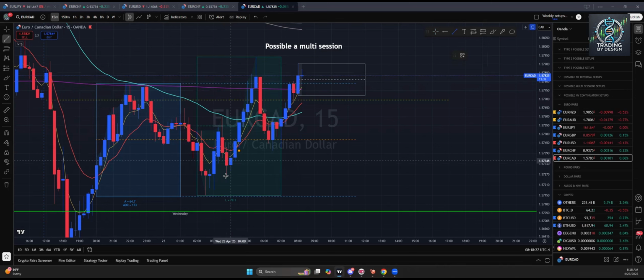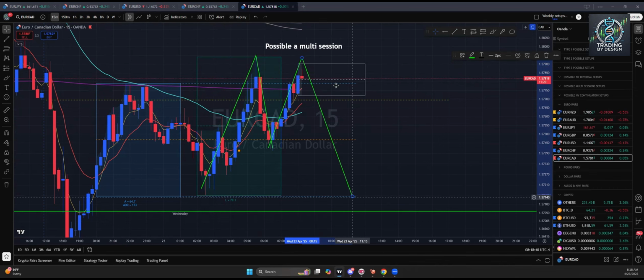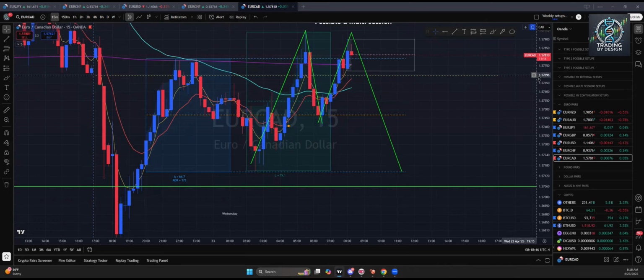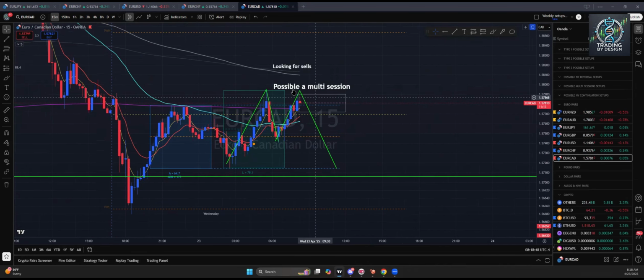What that will look like is that we have the second leg created here, waiting for the apex to finish creating so it can form a second leg. I'm hoping that second leg will form so I can enter the trade in this area right here, making this a multi-session M.